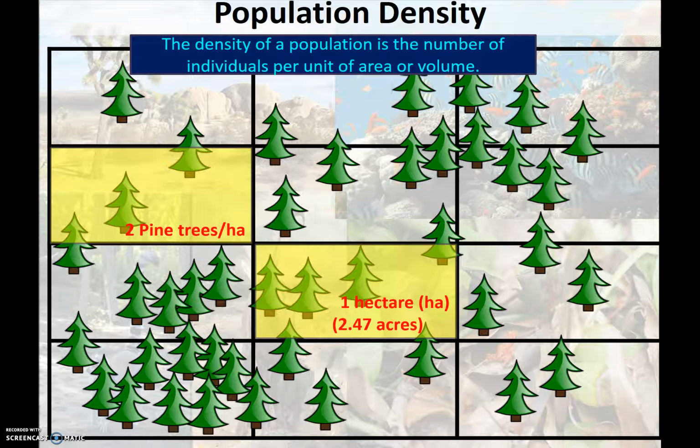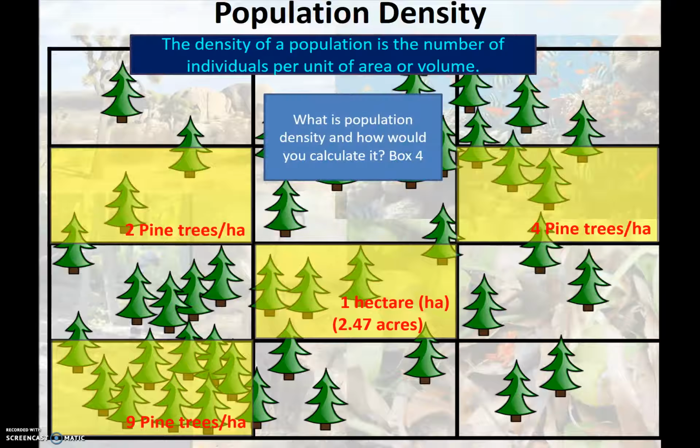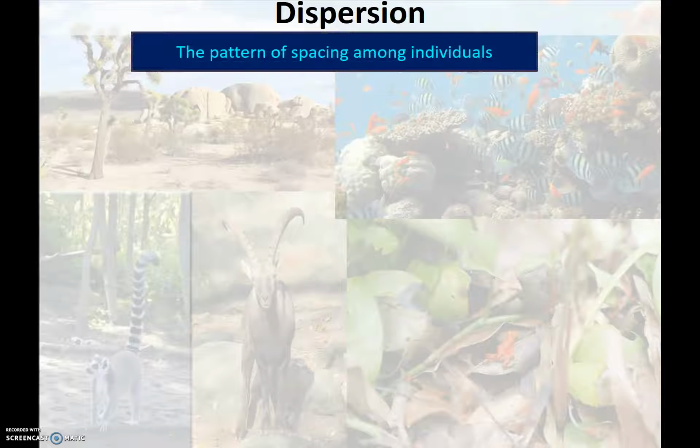Now that's not a true representation because obviously if I look at a different hectare, I'm going to get different results. Down here in the bottom, I have 9 pine trees per hectare. And then this one, I have 4 pine trees per hectare. So when we're talking about population density, it's important to take multiple samples in order to get more accurate results. Okay, so what is population density and how would you calculate it? In your box 4.